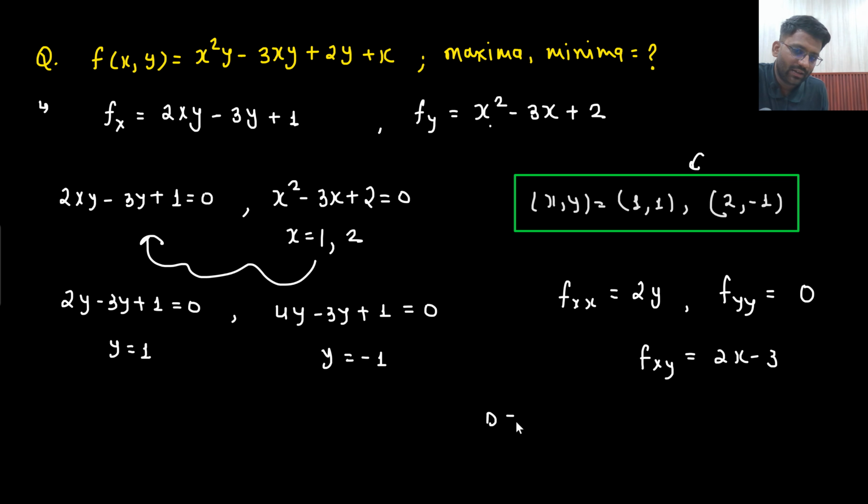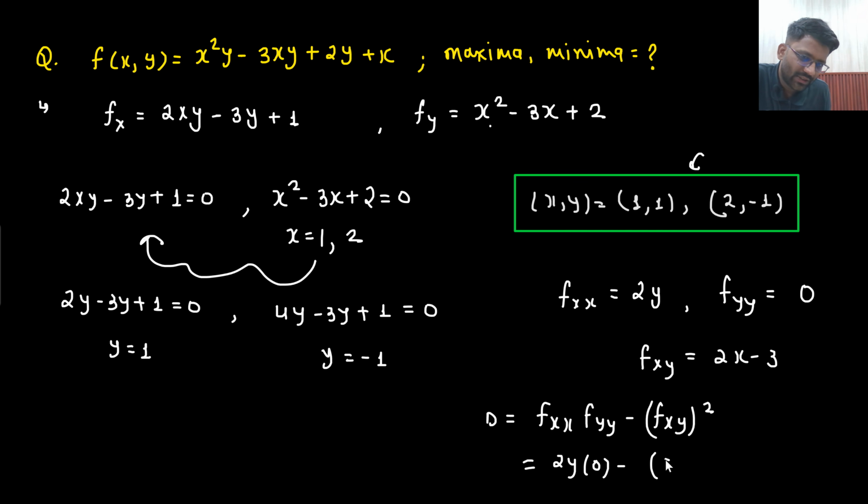So what will be our D? D will be fxx times fyy minus fxy whole square. So fxx is 2y, fyy is 0, minus fxy, that is 2x minus 3 whole square. This is your D. So D is minus (2x minus 3) whole square.